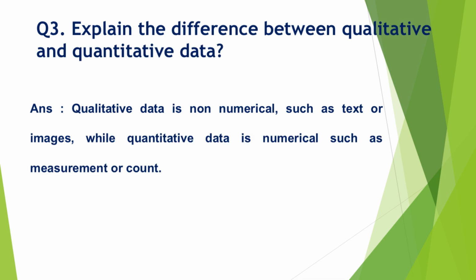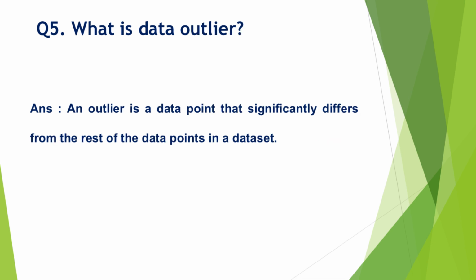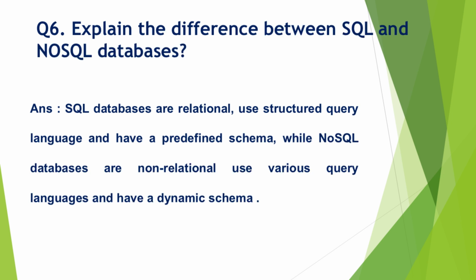Explain the difference between qualitative and quantitative data. Qualitative data is non-numerical, such as text or image, while quantitative data is numerical, such as measurement or count. What is data cleaning? Data cleaning is the process of identifying and correcting errors, inconsistencies, and inaccuracies in datasets. What is a data outlier? An outlier is a data point that significantly differs from the rest of the data points in a dataset.